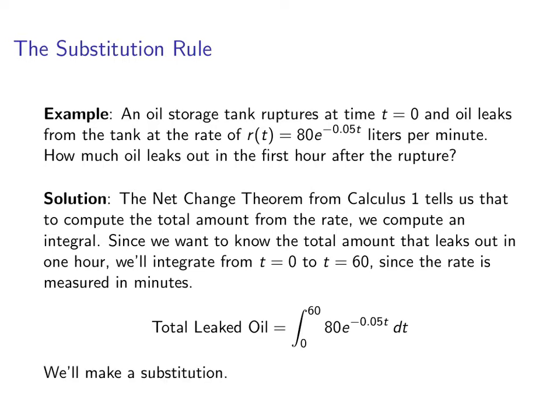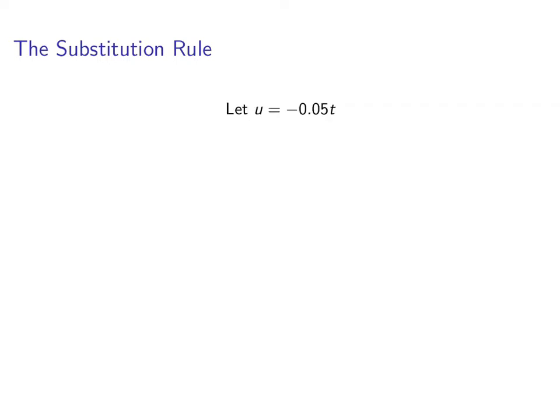Okay, so now we'll make a substitution. We're going to take this integral and we'll substitute for the inside function. In this case, that's the exponent, that minus 0.05 t. So du equals negative 0.05 dt. We don't have a negative 0.05 dt, we just have the dt. So we'll multiply both sides by negative 20. That gets rid of the negative 0.05 on the dt. So we have negative 20 du is equal to dt.